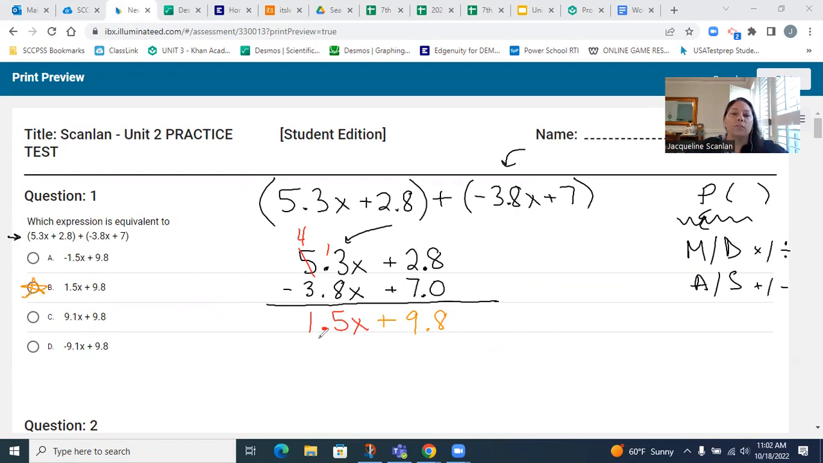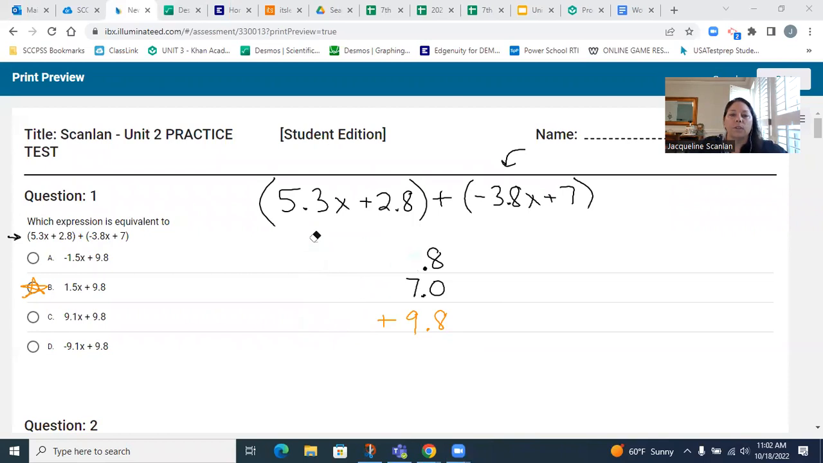Okay, the other strategy that you were taught was called the horizontal strategy. All right, so I could do this same problem all in one line, and what I would probably do is color code. So I would be taking these numbers and color coding them to show myself which ones are alike and go together.